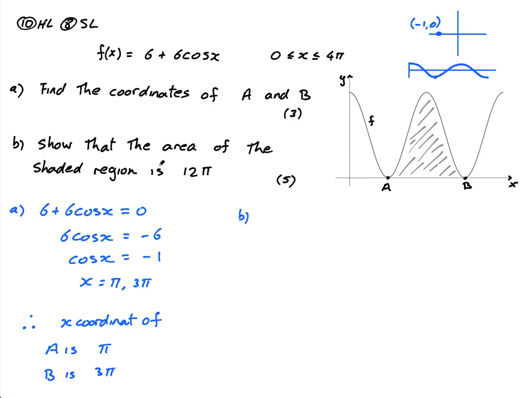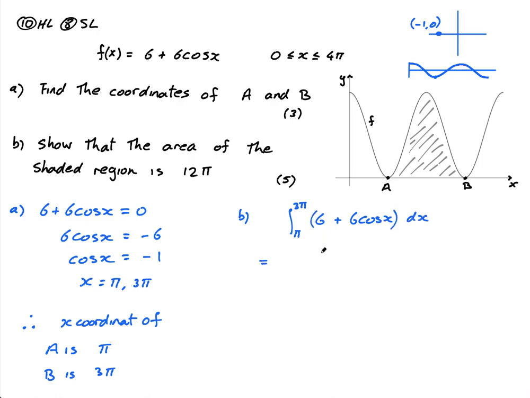Part B. Show that the area of the shaded region is 12 pi. So it's an area under the curve. How do I get the area under the curve? Integration. So I'm going to integrate between pi and 3 pi. And I'm going to integrate 6 plus 6 cos x dx, the integral of this.